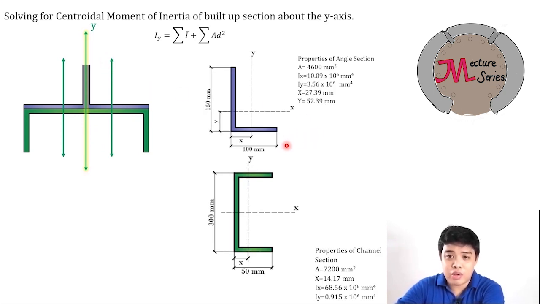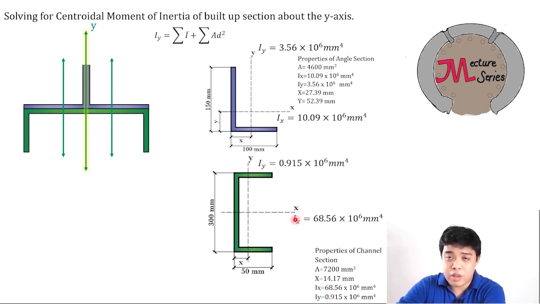The first thing you should keep in mind is that you must know how to interpret the properties of section. You can see these section properties in the ASEP Steel Handbook. You have here the area of the angle bar, and Ix is the moment of inertia about the x-axis. Basically, the intersection of the x and y axes is the centroid of the section. Ix is 10.09, and Iy is 3.56 times 10 to the 6 millimeter to the fourth. This is the moment of inertia about the y-axis of that single angle bar.